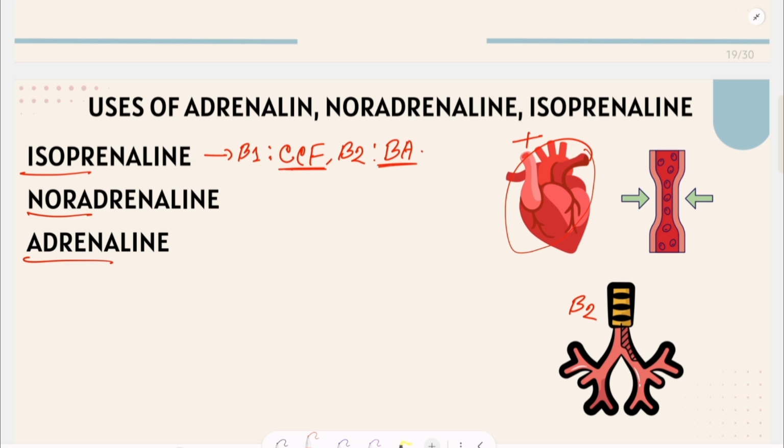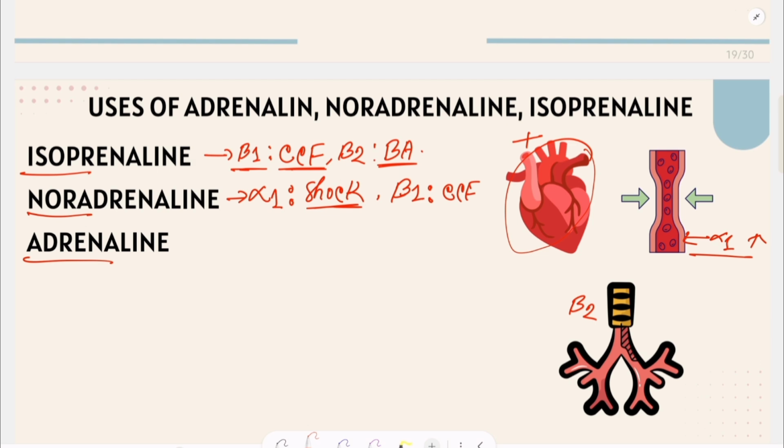Noradrenaline stimulates the alpha 1 receptor, which will increase the blood pressure. So we can use it in shock. Alpha 1 in blood vessels will cause vasoconstriction and increase the blood pressure. That's why it is used in shock. It also stimulates the beta 1 receptor, and again for this utility it can be used in congestive cardiac failure.